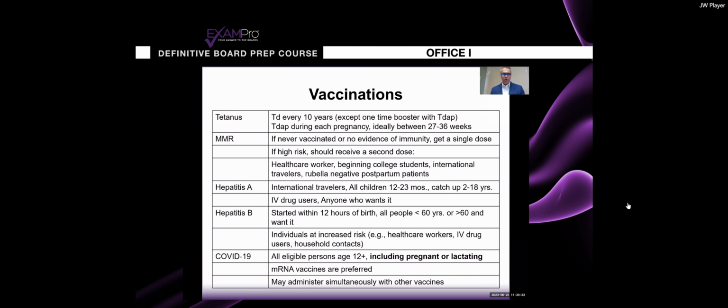I want to mention a couple of high yield ones. First of all, COVID-19, which you're all familiar with, because we've been dealing with this for the past few years. It's been the flavor of the day. I want to go to this second slide, and I'm not going to go through all the details, but with COVID-19, remember, mRNA vaccines are preferred. If you offer or recommend one, be aware of the dosing schedule. And it can be given simultaneously with other vaccines. So that's another important point.